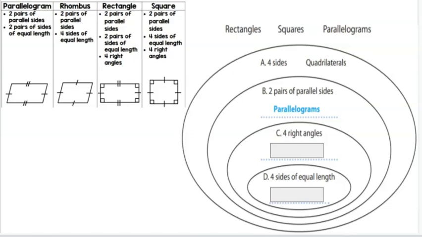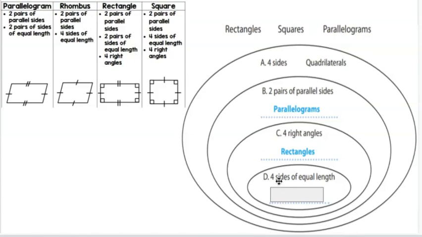All right, so now I need to find something that's considered a parallelogram and has 4 right angles. So you can see that, well, wait a second, a rectangle says 2 pairs of parallel sides. That's what a parallelogram is, as well as 4 right angles. So there's your rectangle. A rectangle is considered a parallelogram, which is also considered a quadrilateral. A rectangle is a parallelogram. A rectangle is a quadrilateral.